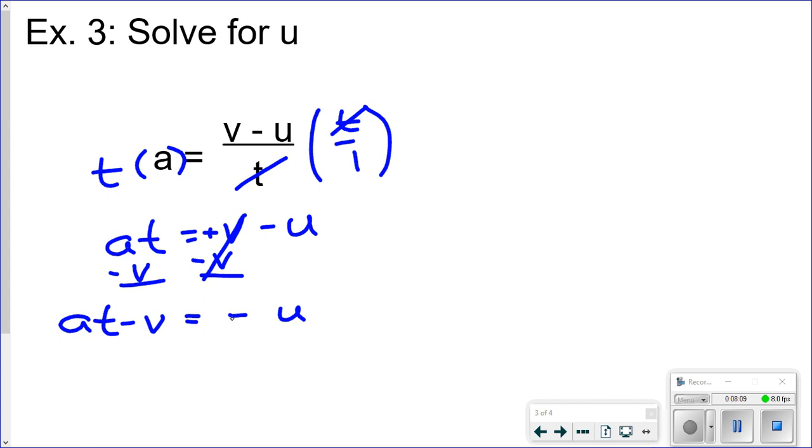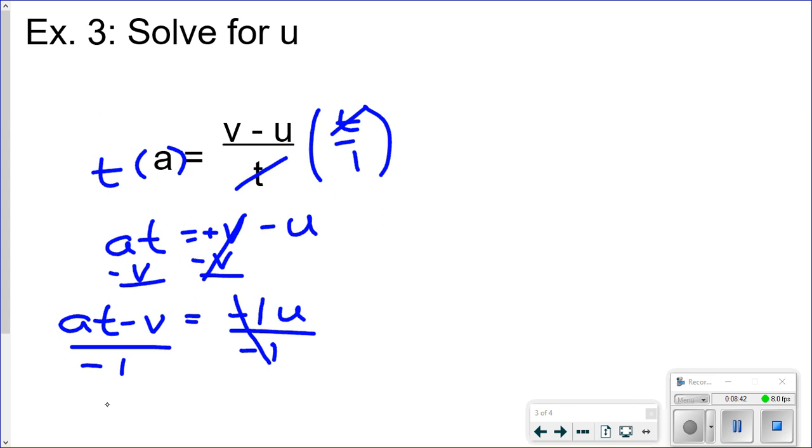Unfortunately. So now I need to get rid of this minus sign. Anybody remember how to get rid of that minus sign? What's in front of the u that's not written? A 1. So this is really negative 1 times u, right? So divide both sides by negative 1. Negative 1 divided by negative 1 is positive 1.